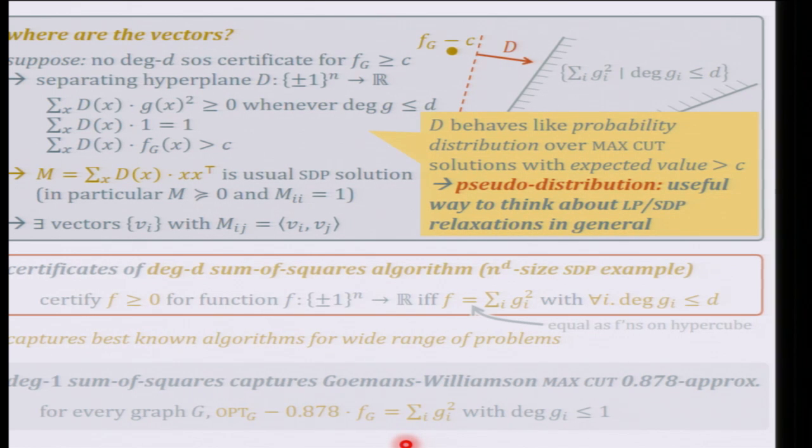And this intermediate object, if it just satisfies these three conditions, we call it a pseudo distribution, and this is actually a useful way to think about LP and SDP relaxations in general. So this kind of object you can always get if you have an LP or SDP relaxation.